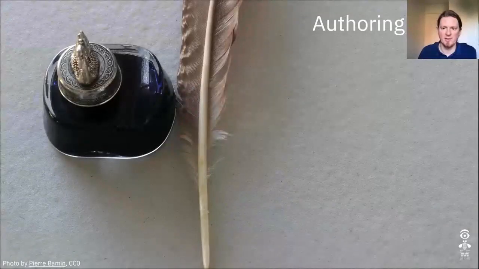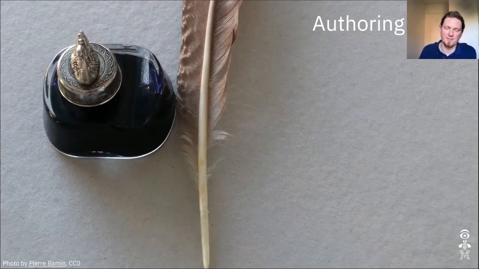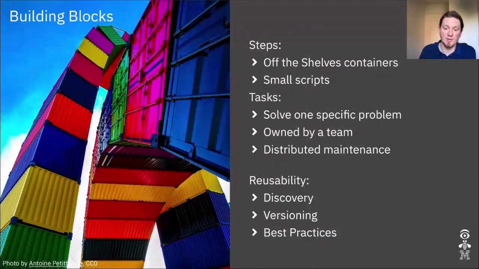So let's dive into authoring with Tekton. Let's say that you want to automate a certain task. You will use some steps with Tekton. Steps are basically off-the-shelf container images that you can annotate with small scripts in any programming language that you might find useful. And then a task is a sequence of such steps that solve a specific problem, like running unit tests against a repository, building a container image, or deploying an artifact somewhere.